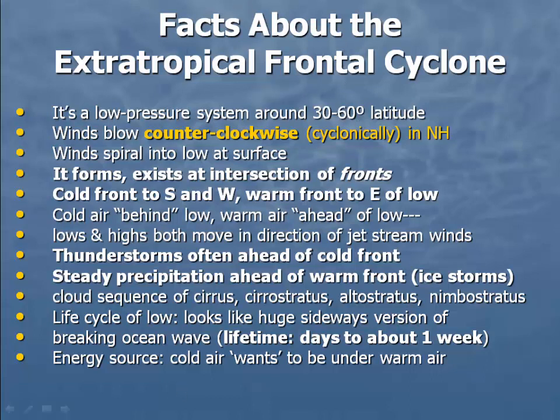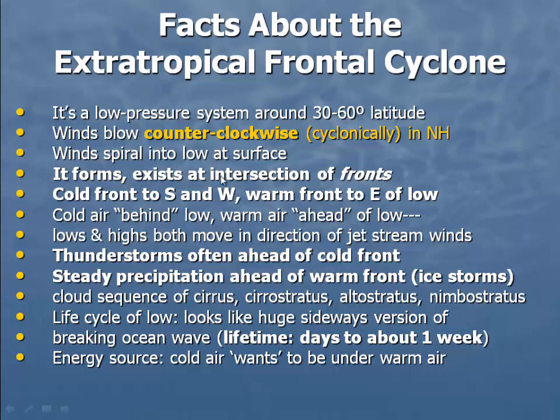So just some general facts. Let me walk through these with you. Mid-latitude cyclones are low-pressure systems around 30 to 60 degrees latitude. The winds blow counterclockwise in the northern hemisphere, clockwise in the southern hemisphere, but both terms would be cyclonic. They spiral into the low at the surface, so we have converging winds. When that air converges, it cannot go into the ground. It can rise and form clouds of precipitation.